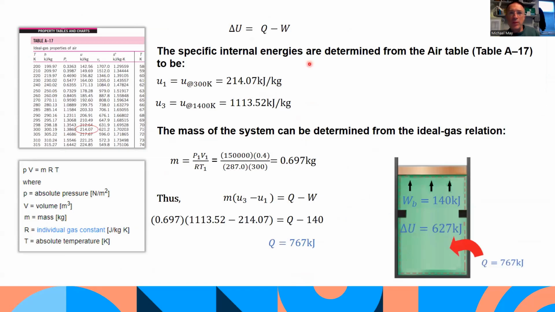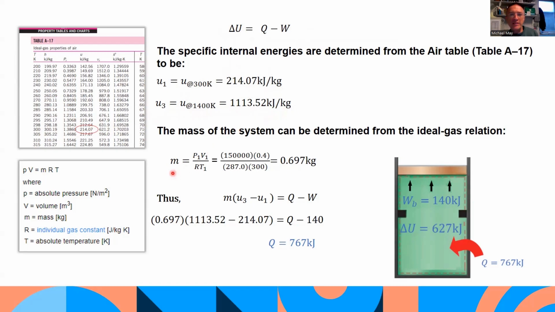To find that, what we need to do is we need to find the specific internal energy here. And to do that, we look up the property tables for air. So at 300 Kelvin, the specific internal energy is 214.07 kilojoules per kilogram. And then it's illustrated here, and then the other one, which is not illustrated, is the specific internal energy at 1400 Kelvin equals 1113.52 kilojoules per kilogram.